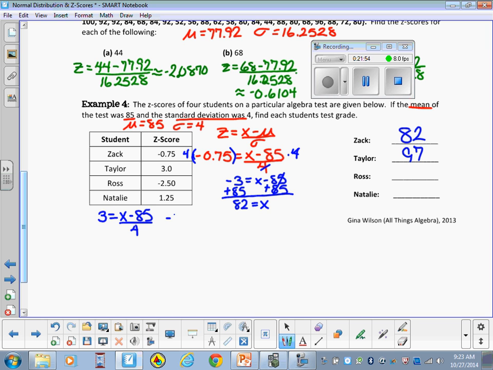Let's look at Ross. Negative 2.5 equals his test minus the class average divided by the standard deviation. So negative 2.5 times 4 plus 85, he got a 75. And finally, Natalie, 1.25 equals test score minus 85 divided by 4. 1.25 times 4 plus the 85. Natalie got a 90%. All right, you've got some practice to work on.